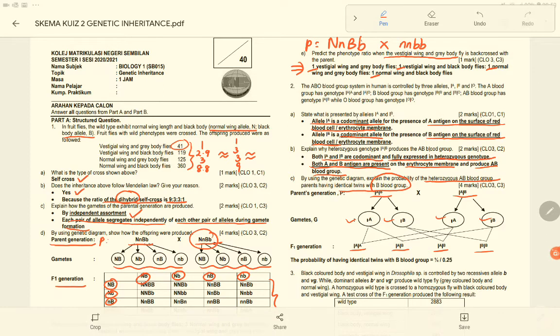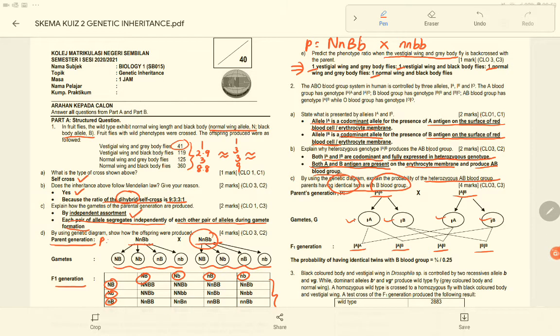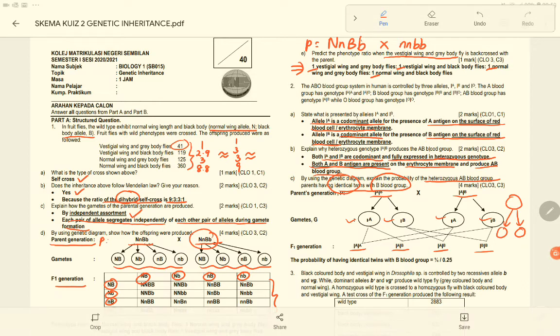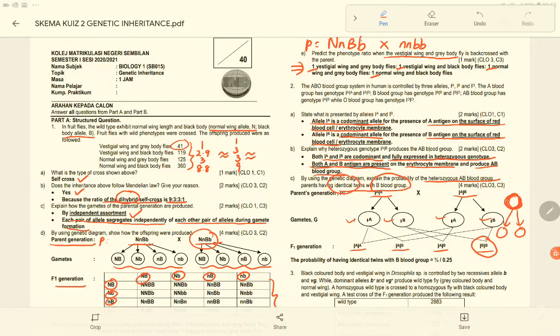Since it is identical twins, the concept is that from one zygote they split into two offspring. So we only calculate the probability for the one here. So it is 1 out of 4.